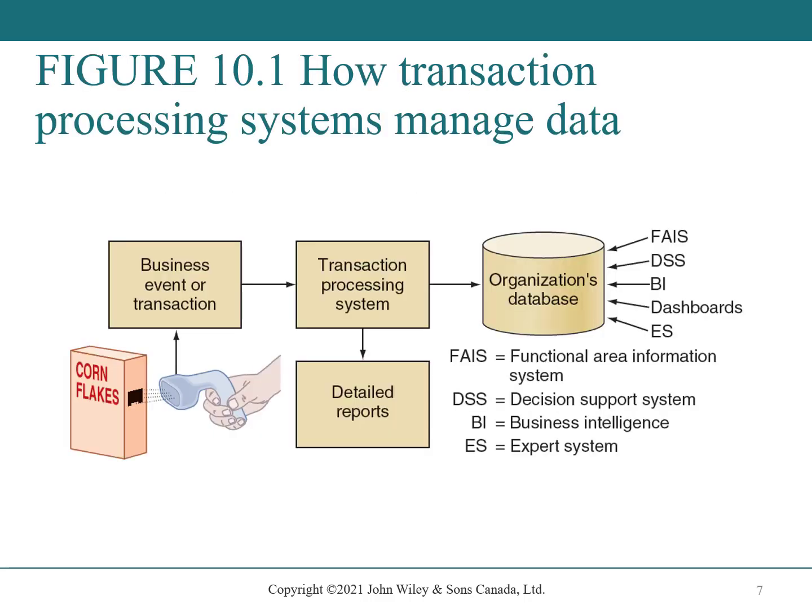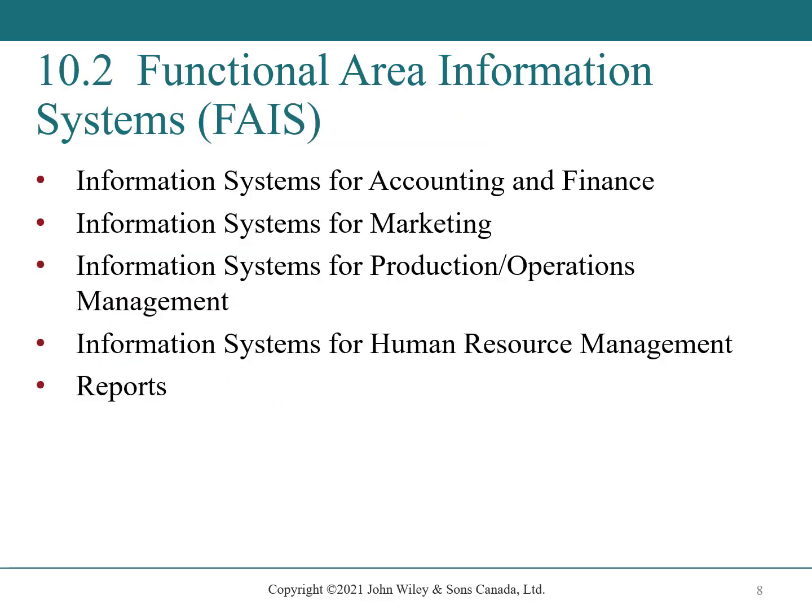Figure 10.1, how transaction processing systems manage data. In this example, we're scanning a box of cornflakes, so that is a business transaction. It goes through the transaction processing system and into the organization's database. From that database, the functional area information system can access it, the decision support system can access the information, business intelligence can use the information, and various expert systems can use that information. There are also detailed reports that can be generated around that transaction.